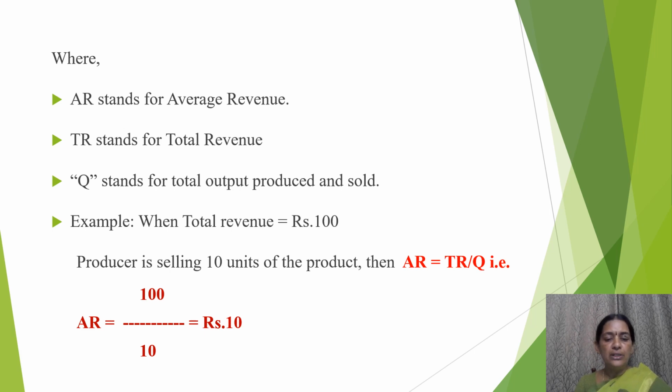Example: when total revenue is rupees 100, and the producer is selling 10 units of the product, then AR, which is equal to TR by Q, that is 100 divided by 10, you will get rupees 10 as average revenue.